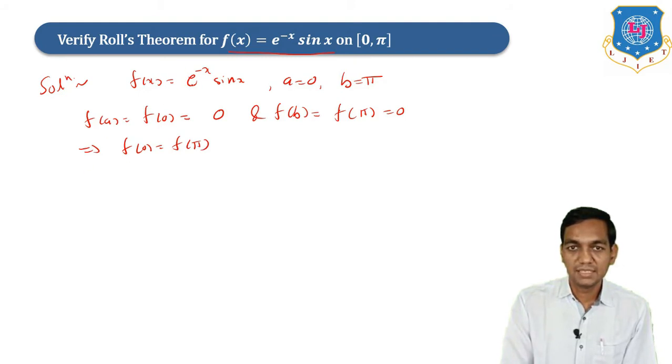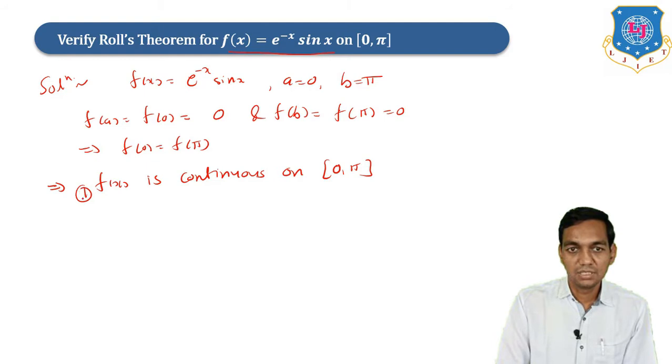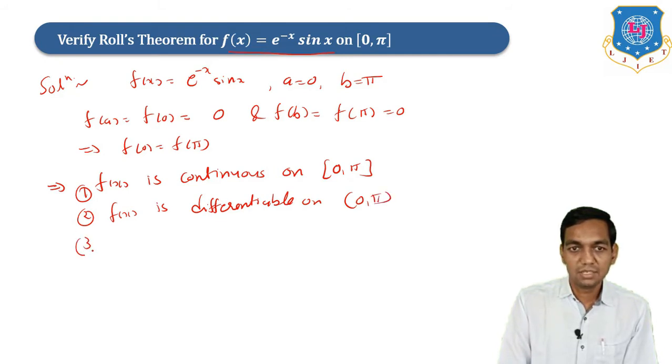Secondly, e raised to minus x is continuous everywhere, sin x is continuous everywhere, and both are differentiable, and therefore f(x) is continuous on the closed interval 0 to pi. That is the first condition. Second, f(x) is differentiable on the open interval 0 to pi. And the third condition, f(0) is equal to f(pi). So Rolle's theorem is satisfied.